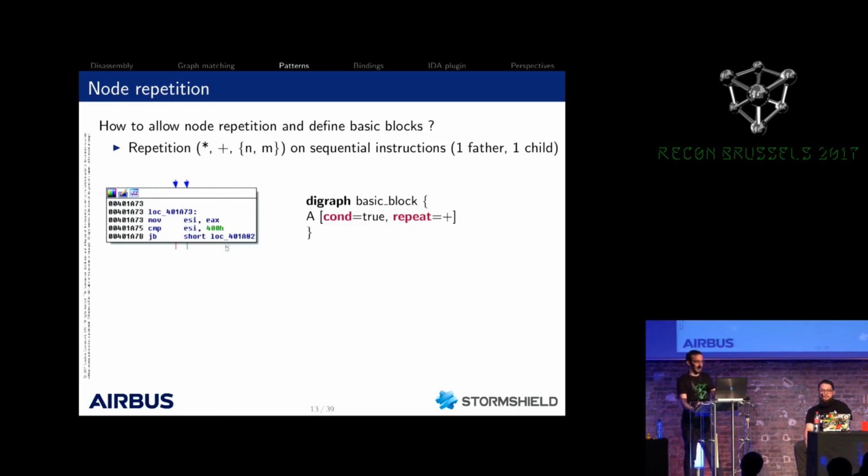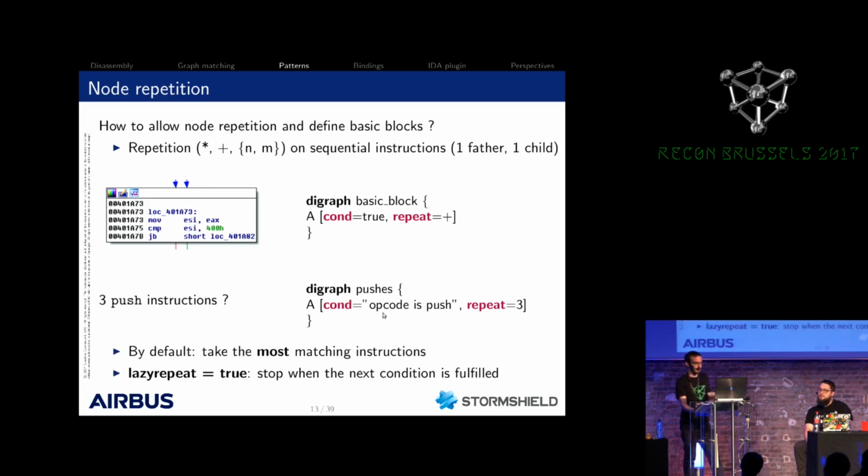If you have a basic block that we see here in IDA, so there are 2 incoming nodes, 2 outgoing nodes, and only 3 instructions here. To match this kind of thing in GRAP, you just have to say, okay, I want you to match any instruction. That's what cond is true means. And then I need you to match 1 or more instructions, so repeat is plus. If I want to match 3 push instructions, I will write something like that: I want instructions with the opcode push, and I want them to be repeated 3 times.